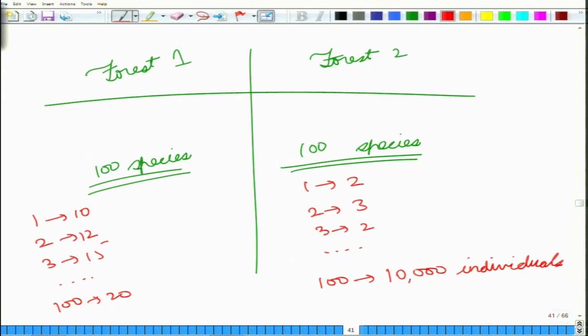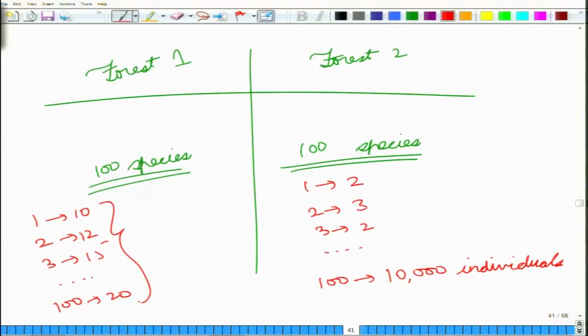Now, in this case we would say that even though both the forests have the same number of species, both have 100 species, but if we look at forest 1, all these species have roughly equal number of individuals. So, when you move out into the forest, if you take any snapshot, you might be able to see all 100 of these species.